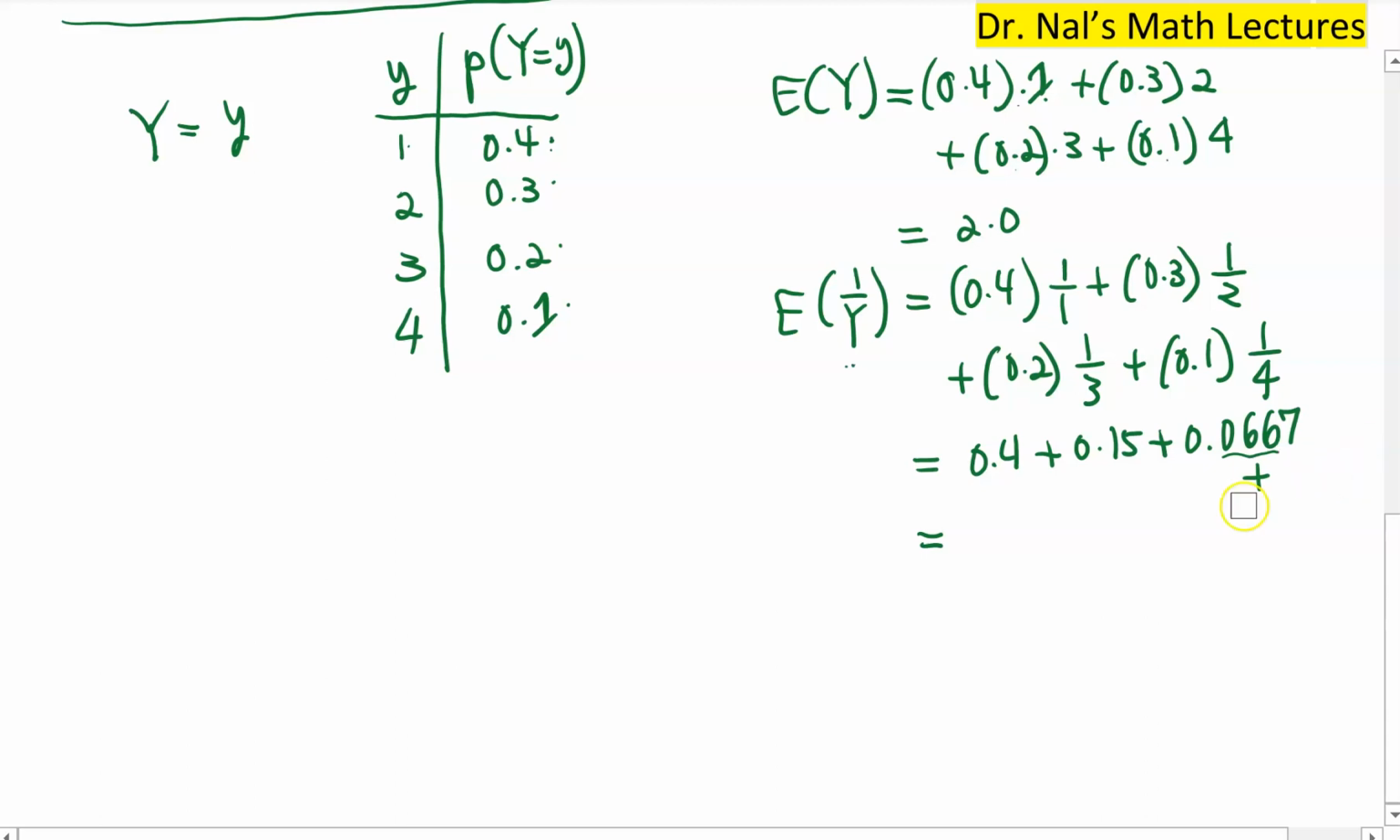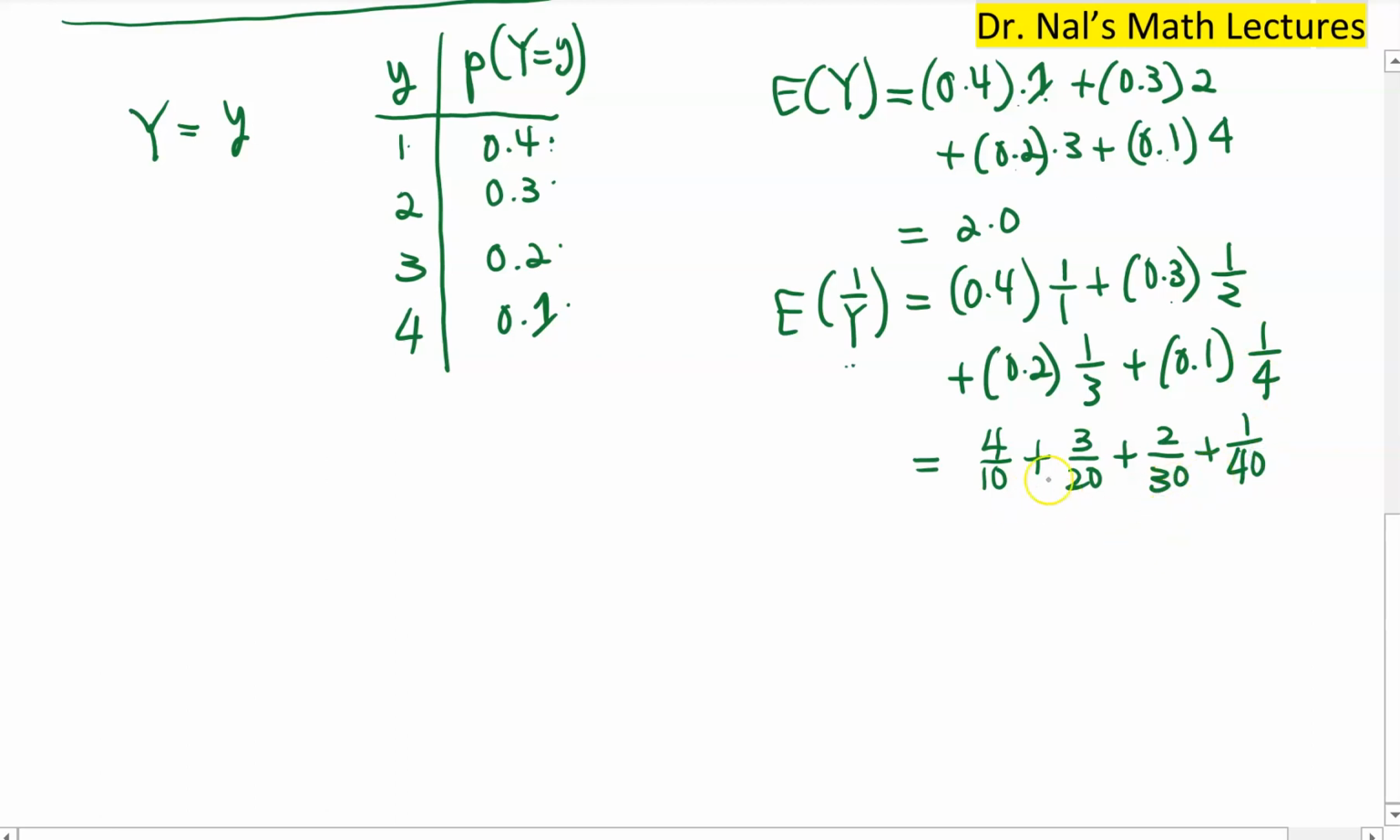Maybe we should do a direct calculation. Hold on. Let's just find the answer in terms of fractions. All right, so 0.4 is just 4 over 10. Let's just write them like that. Plus, the next one is 3 over 10 times 1/2, so it's 3 over 20. Plus, the following one is 2 over 10 times 1/3, which is 2 over 30. And the last one is 1 over 10 times 1 over 4, which is 1 over 40.